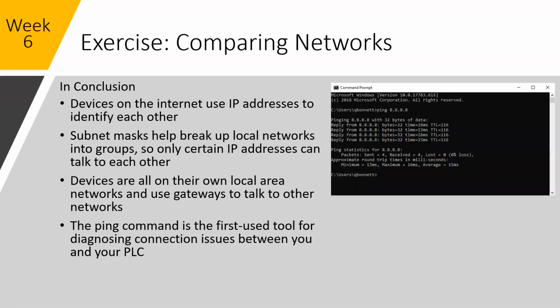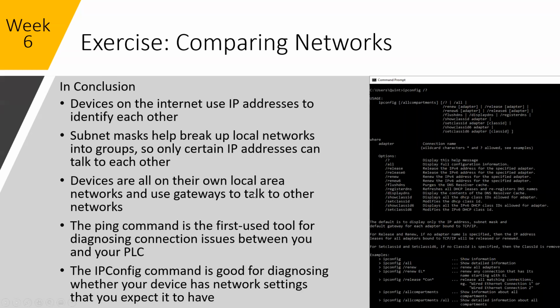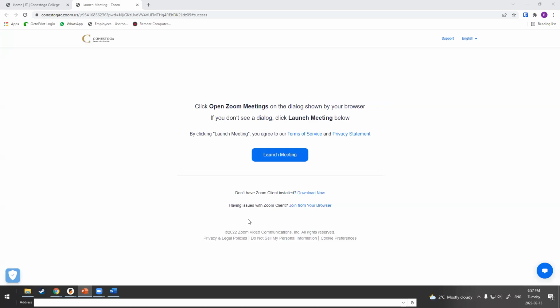The ping command is the first used tool for diagnosing connection issues between you and your PLC. If you can't ping it, you cannot get online with it. The IP config command is good for diagnosing whether you have the network settings that you expect to have. And I'll show you how you can change some of those. Okay, that's the end of the presentation.